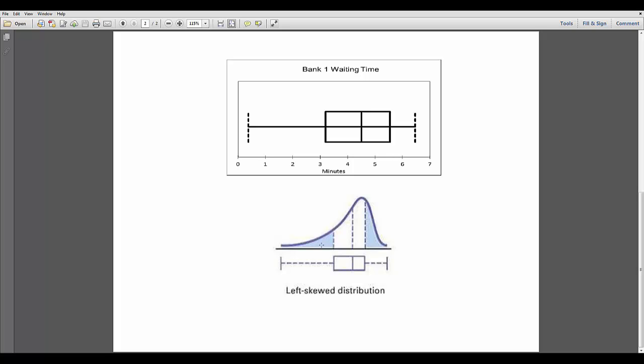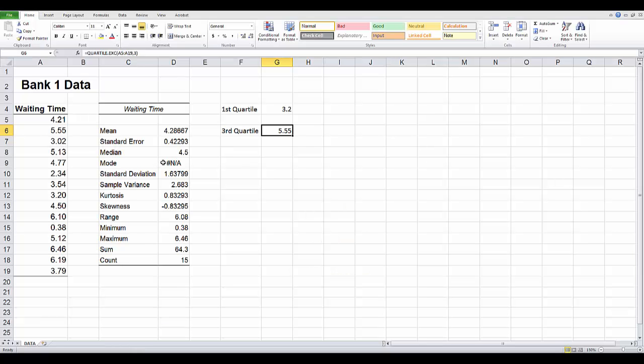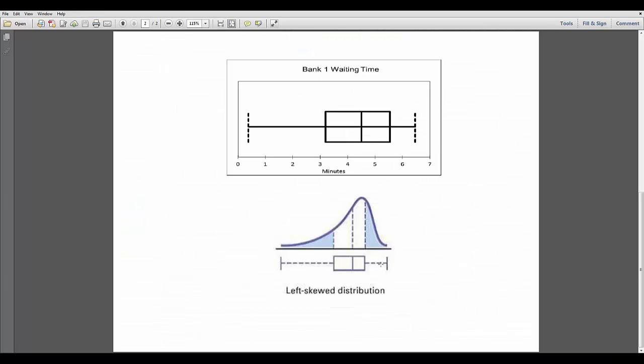There are some very small values pulling the mean downwards. And so the mean is less than the median. And we can verify that by looking at our descriptive statistics as well. We see that the mean is slightly less than the median. Because the median's at 4.5 and this mean is at 4.28667, or approximately 4.3. So it's slightly smaller, so it is slightly skewed. But this is how you can read the box plot. It's very useful.